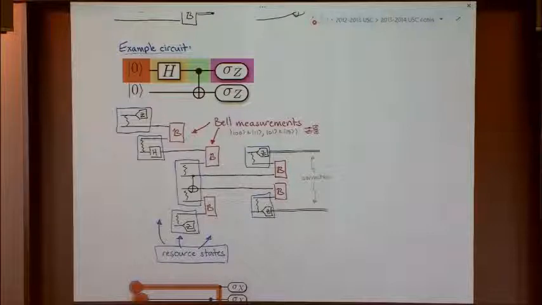Actually, that's wrong, sorry, start over. What we're going to do is ask Bob to prepare these resource states fully on his side. We're going to ask Alice to apply the Bell measurements fully on her side, and then the wires between them we're going to do by another round of teleportation along the shared EPR states.